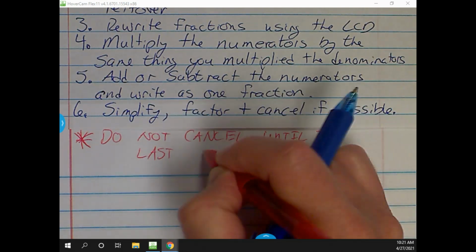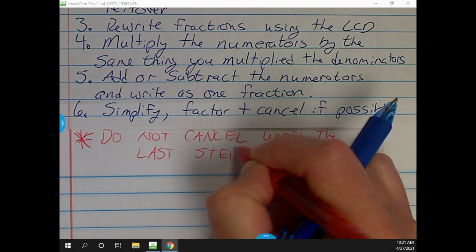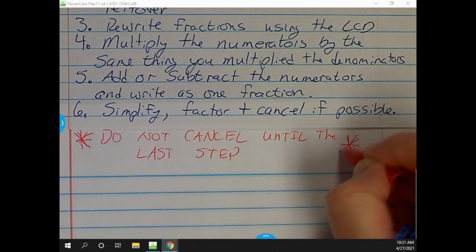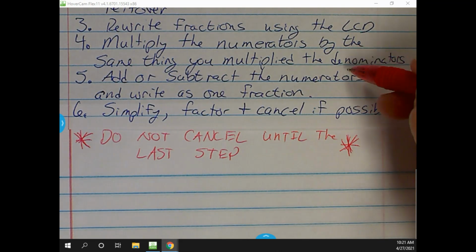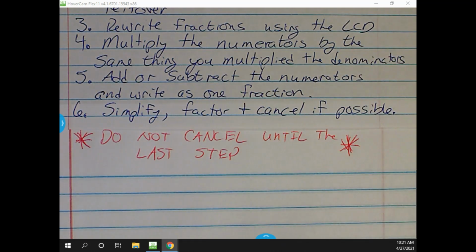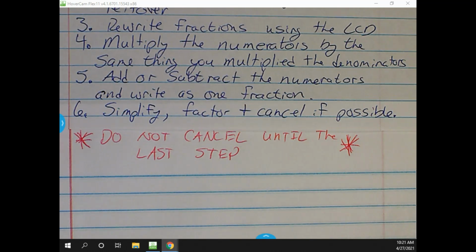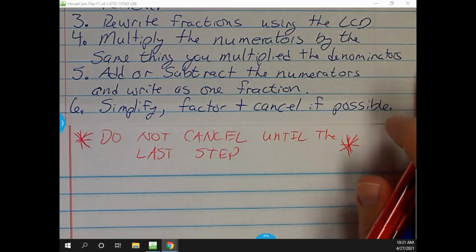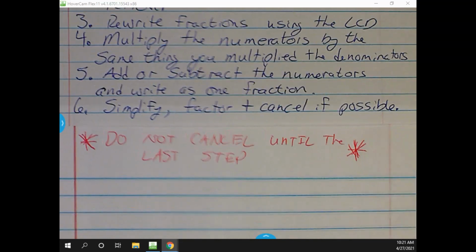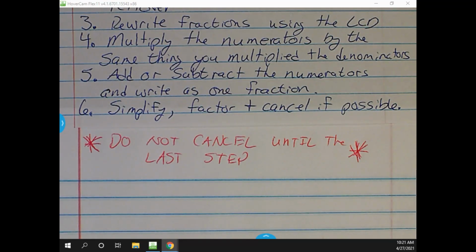Because a lot of times people will cancel back in step 4 or step 3 or step 5. So they'll start to cancel somewhere back here, and then they'll be like, well, okay, then what do I do? Because now I'm back to where I started from. So this is one of those things: you don't do any canceling until you get to the very last step, and that's when you want to go ahead and try that one. If you cancel before that very last step, then things get messed up, and then you're not sure where to go from there.